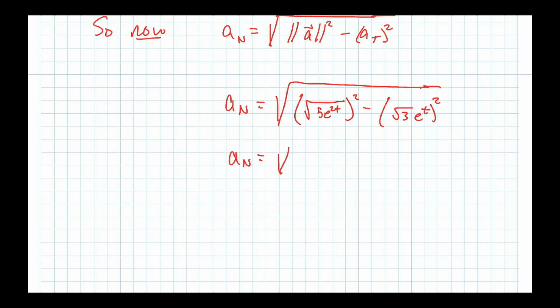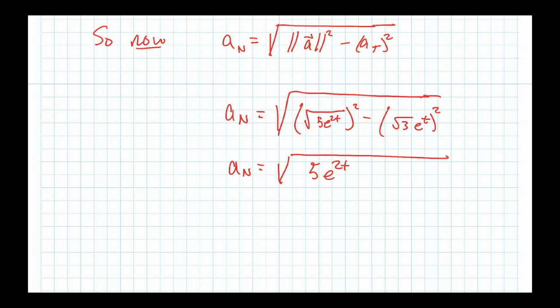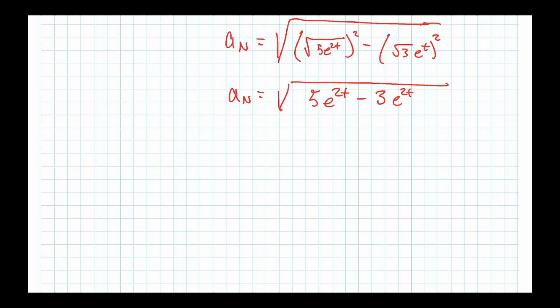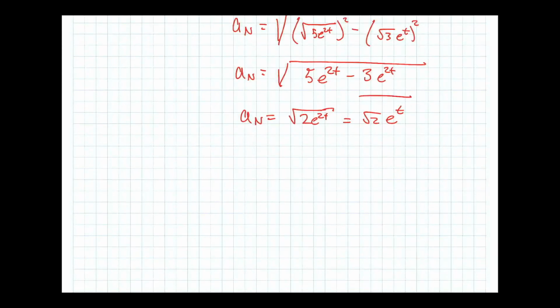So AN is, square these. If you square this one, it's just going to cancel out that square root. You're going to get 5e to the 2t. If you square this one, you've got square root of 3 squared, it's going to be 3, and e to the t squared is e to the 2t. So 5e to the 2t minus 3e to the 2t is 2e to the 2t, which is square root 2 e to the t. All right. So we did it.